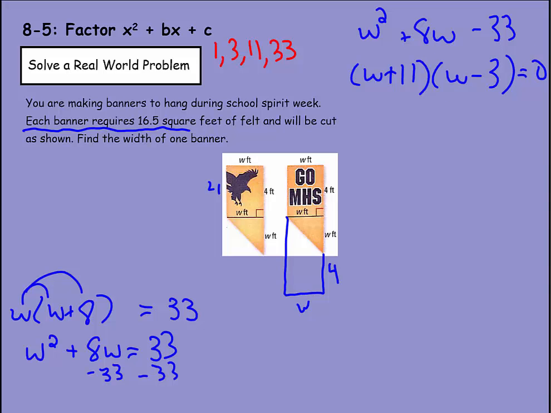Well, what would solve this equation? Well, we need to have negative 11 to make that 0, or we need to have positive 3 to make that 0. And here's where you have to use common sense. If we're finding the width of the banner, the width can't be negative, so that means it has to be positive 3 for the width. So we would say it's 3 feet wide.